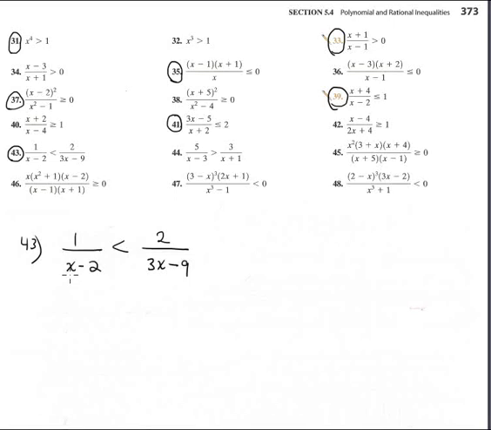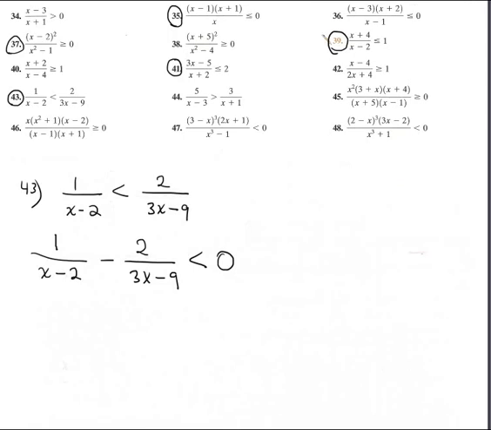Okay, 43. Again, we have to put the right hand side like a 0. Okay, now let's find the LCD. But for finding the LCD, I need the factorization of this expression. The critical common factor is 3. The LCD is obvious, which is 3 times (x minus 2)(x minus 3), which is the multiplication of every factor.